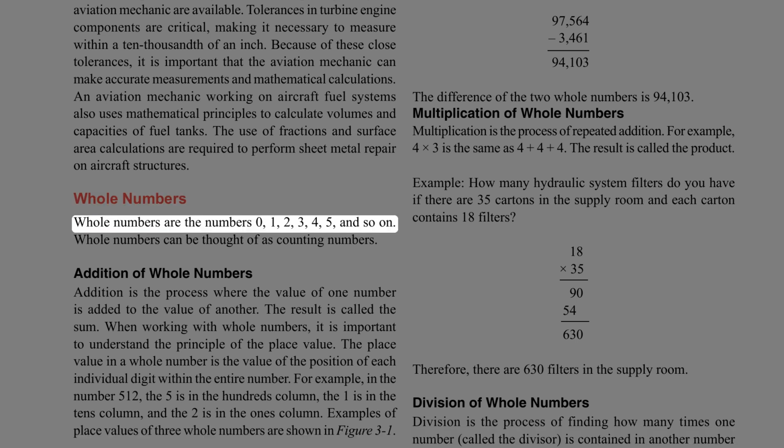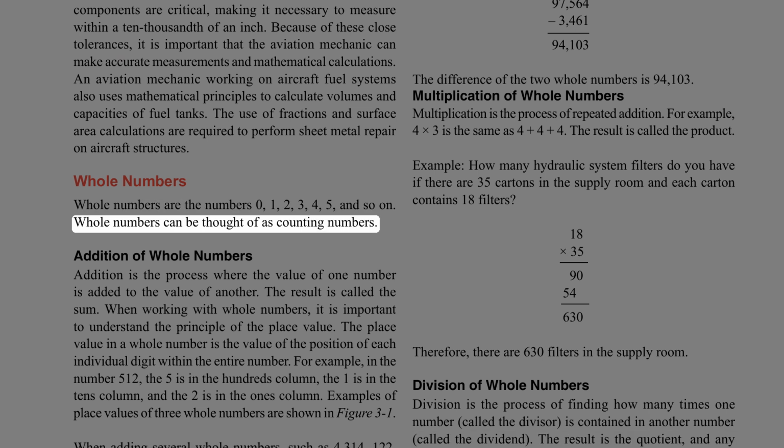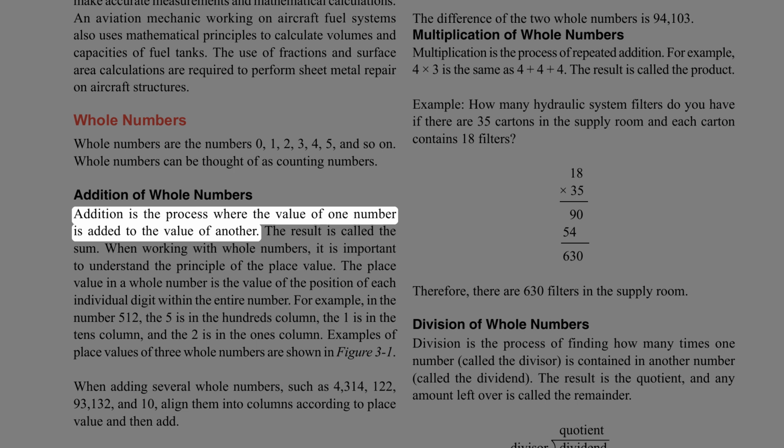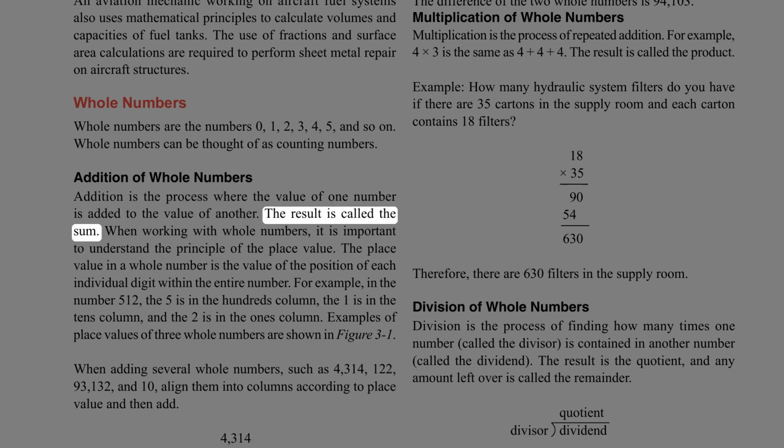Whole numbers. Whole numbers are the numbers 0, 1, 2, 3, 4, 5, and so on. Whole numbers can be thought of as counting numbers. Addition of whole numbers. Addition is the process where the value of one number is added to the value of another. The result is called the sum.